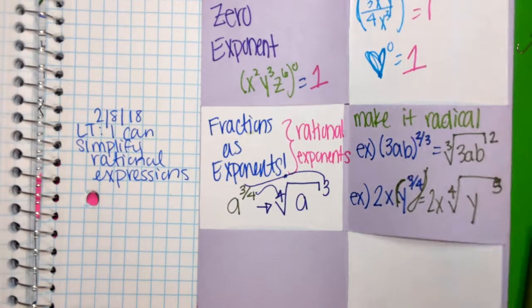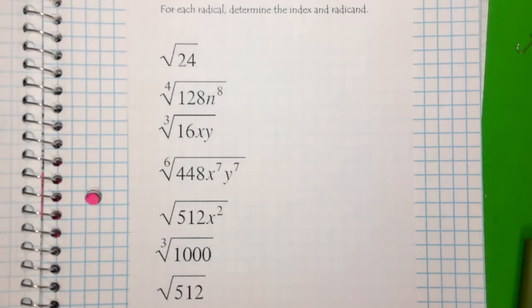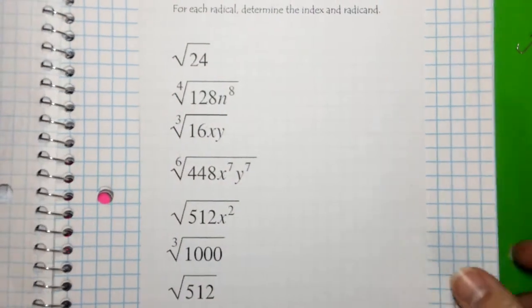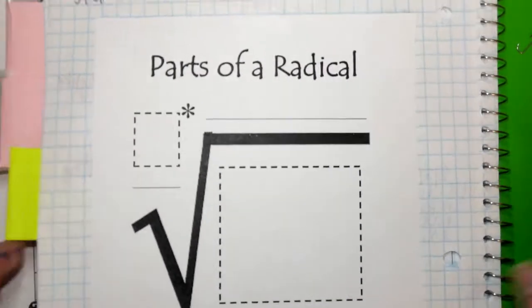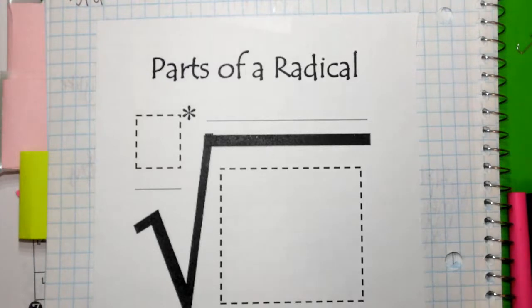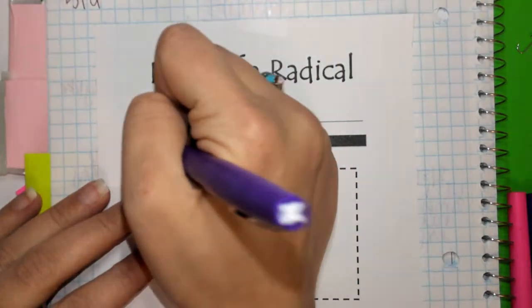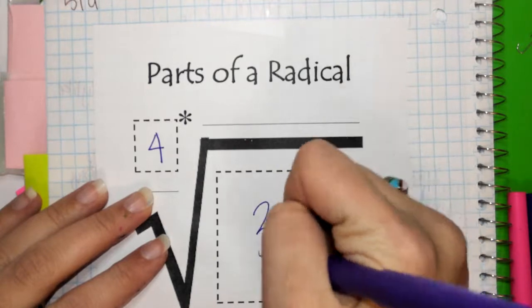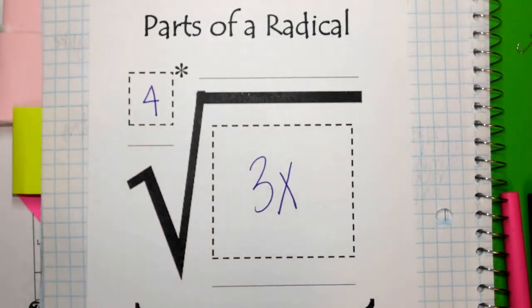Okay. Now, if I say simplify the radical, that's where this part comes in. All right, write 4 and 3x exactly where I wrote it.